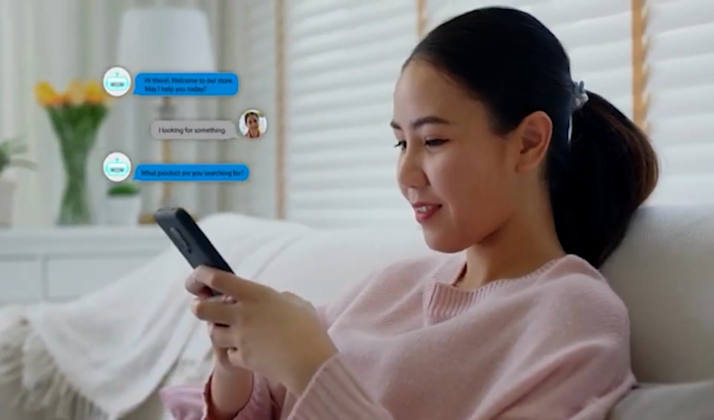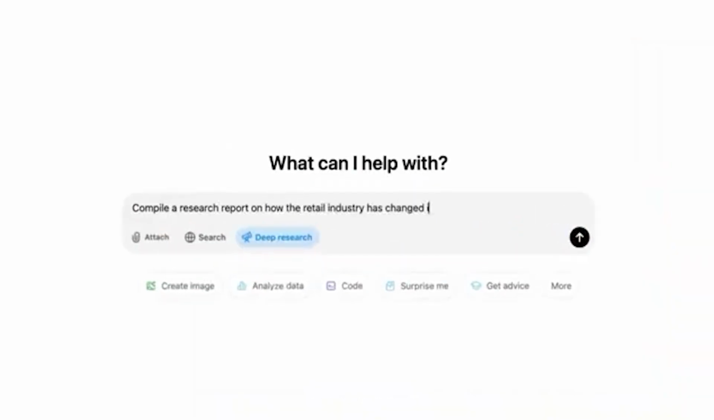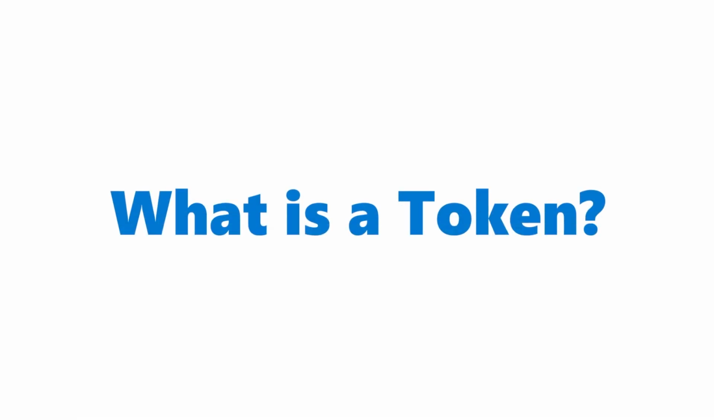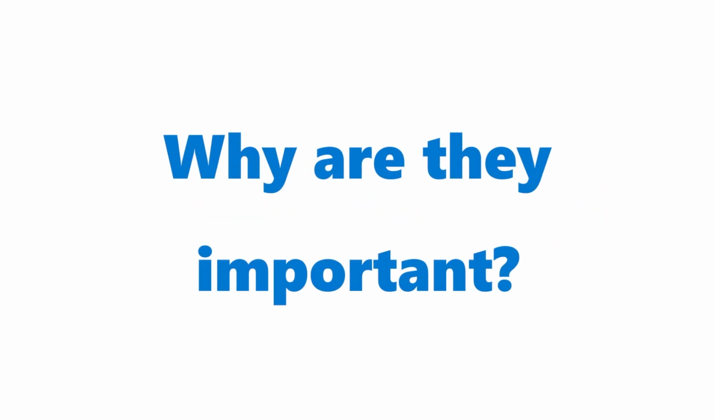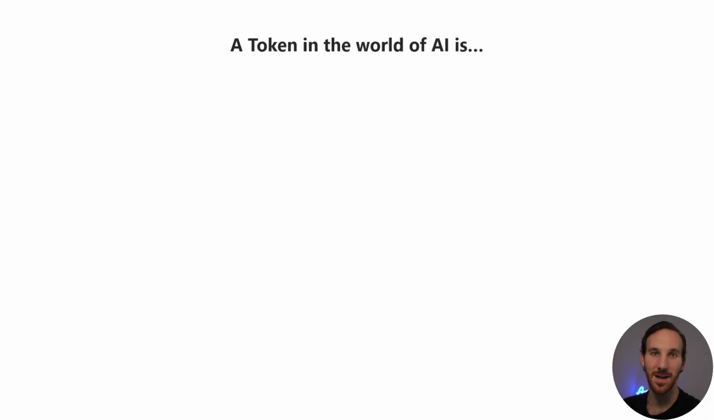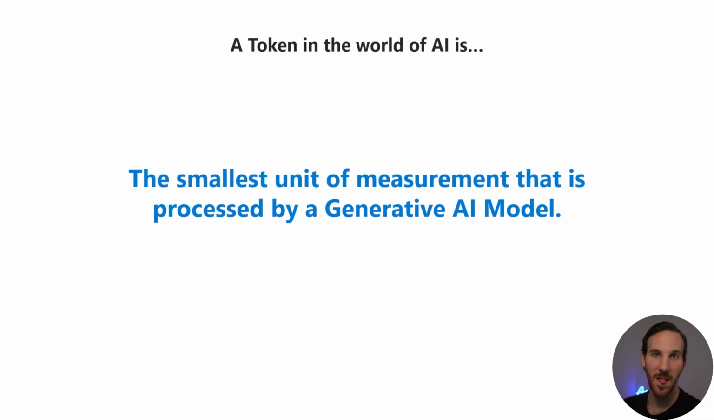Generative AI is everywhere, and the currency in usage of Gen AI is measured in tokens. But what is a token? What do they do? And why are they important? If you want answers to these questions, then this video is for you. A token in the world of AI is the smallest unit of measurement that's processed by a generative AI model.